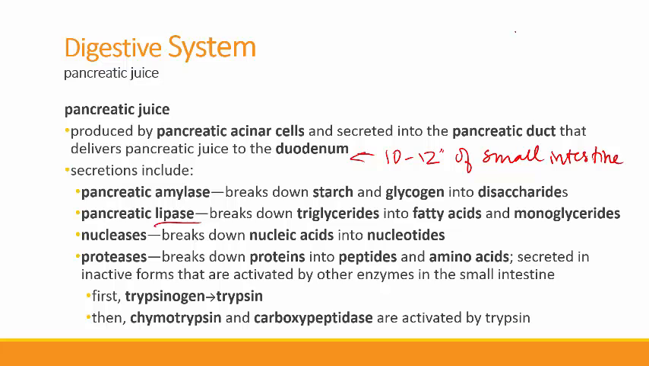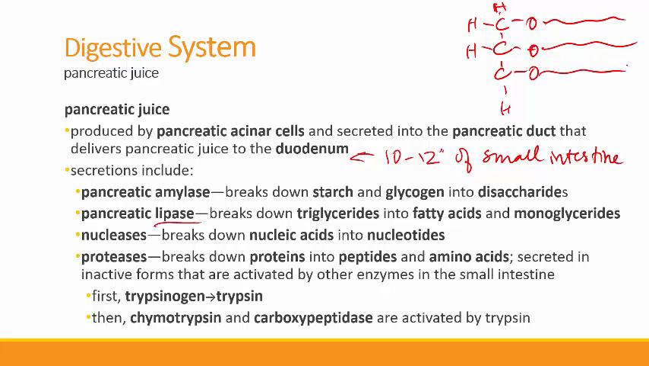So if you remember, this is a triglyceride, with a hydrogen, and then an O that has the fatty acid attached. So we can break this bond and break this bond and take off the two fatty acids, and then what we're left with is a glycerol backbone with a single fatty acid attached to it, which is what a monoglyceride is.